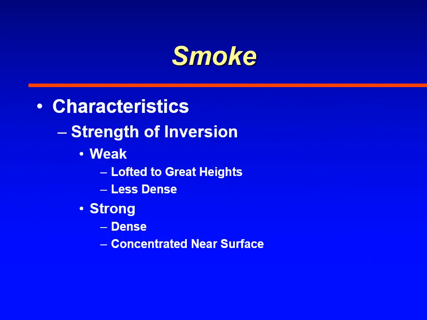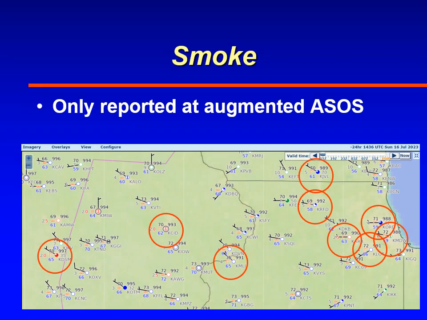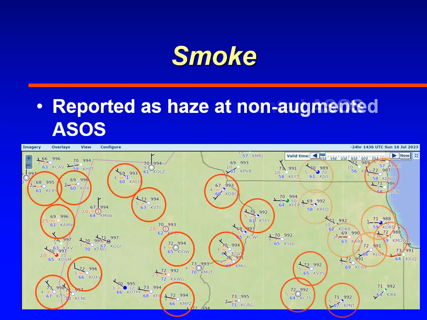And then also the strength of the inversion. And remember, the inversions allow for mixing out of the pollutants, and if you have a strong inversion, it'll keep it trapped. Smoke is reported only at augmented ASOS stations. In other words, there needs to be a human weather observer that can actually put into the ASOS report or the METAR that there is smoke in the area.